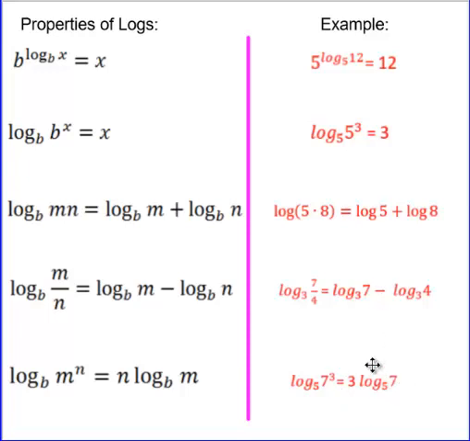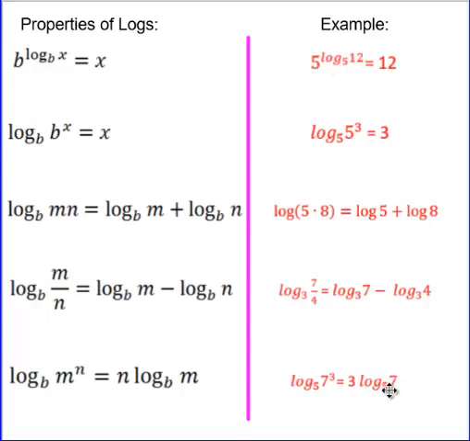Again, these properties allow us to do some simplifying when we are trying to solve equations, and it allows us to isolate our variables as we're solving. And so we'll see some of that later on when we get to standard 20.